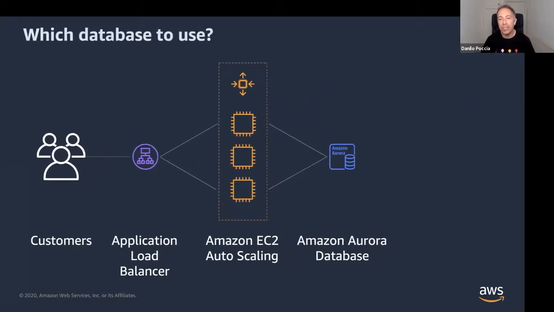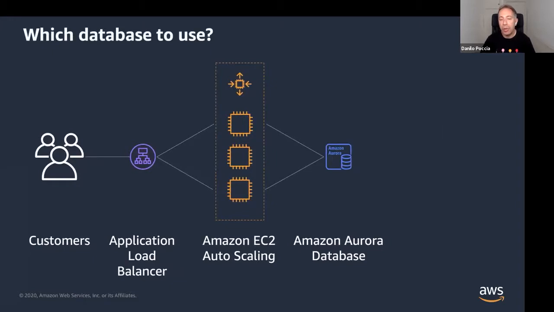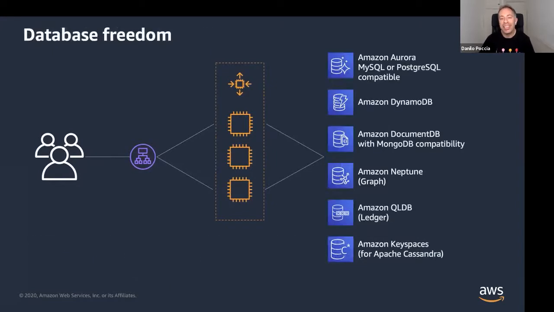That's why over the years we worked and created Amazon Aurora. Amazon Aurora allows you to scale your relational database more easily. But another advantage of the cloud is that you get freedom from database technologies. You can really use many purpose-built databases to simplify the way you want to manage and store the data for your application.